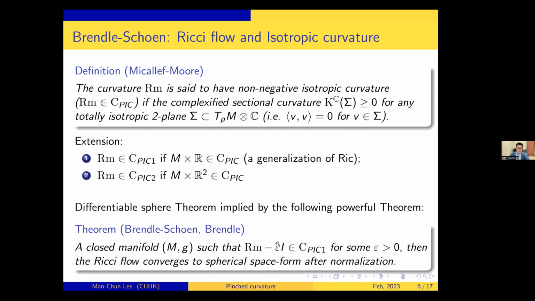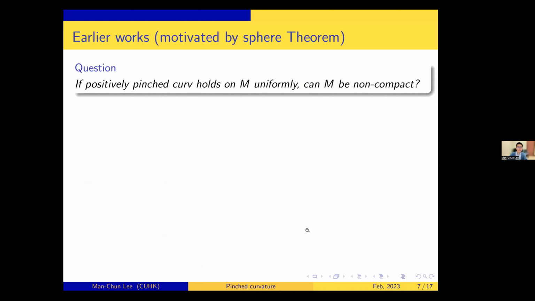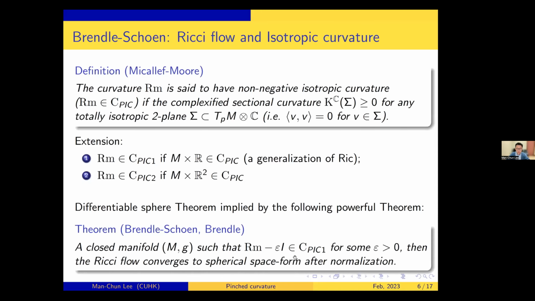And then, this particular condition also includes the quarter pinch condition. Okay, this is a strictly weaker condition than the quarter pinch condition. So this gives the famous differentiable sphere theorem. Okay. So now keep this in mind. If the curvature is strong in the sense of PIC1, then the Ricci flow will flow a compact manifold to a sphere after normalization.